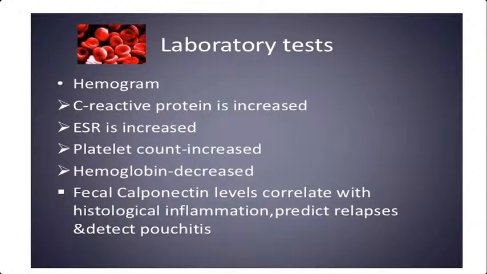So the laboratory tests, I think we've already mentioned, but just to recap, a hemogram will be useful. C-reactive protein is generally increased, ESR is increased, platelet count is increased, hemoglobin is decreased because they are bleeding. Fecal calprotectin levels correlate with histological inflammation and predict relapses and detect pouchitis. So this is sort of your toolkit for lab investigation.